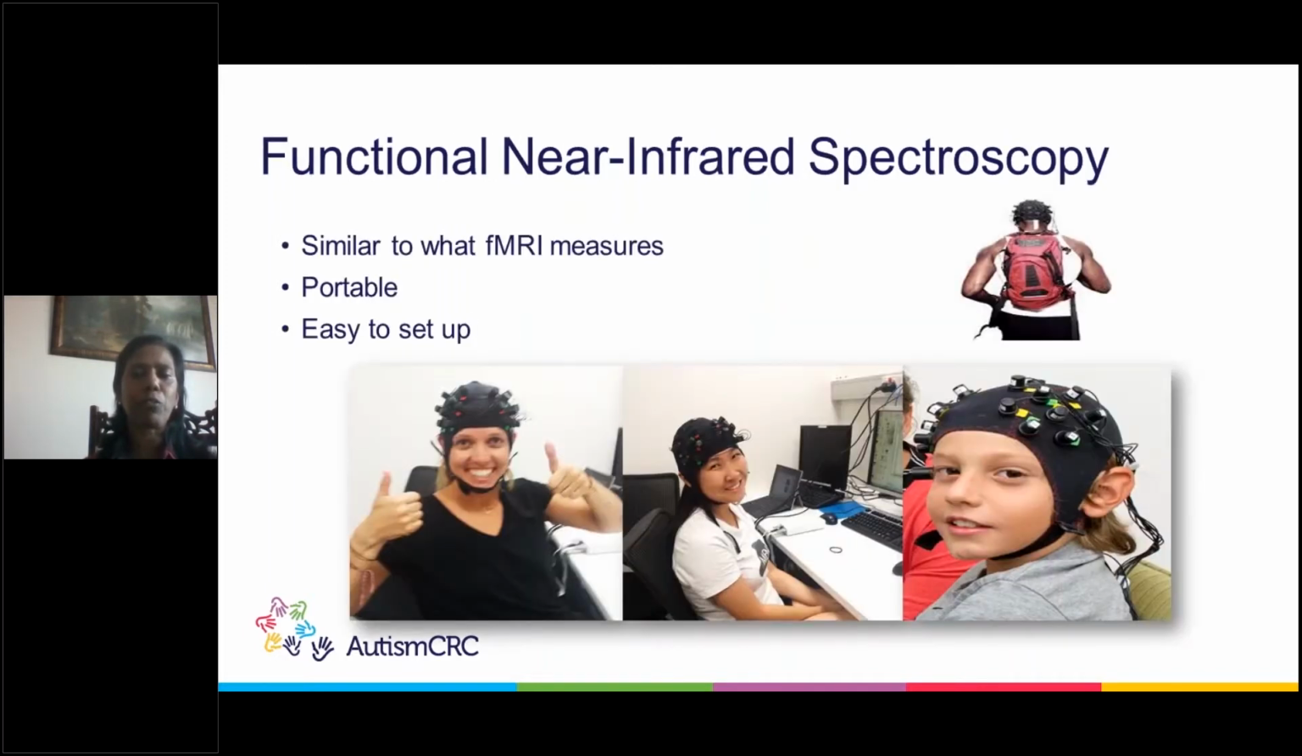The difference between an MRI scanner and a functional near-infrared spectroscopy is that all you have is something like a swimming cap on your head with some electrodes stuck onto it.